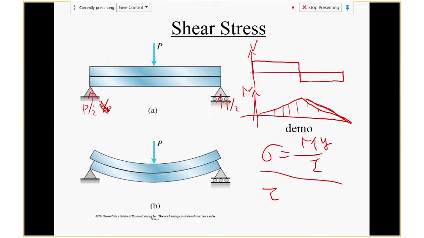Is that true? According to this equation, the stress is determined by M, Y, and I. So if you're given the same layer, same Y, but the moment is changing from this spot to the next spot, then your stress is going to change. Okay, so that's one observation.